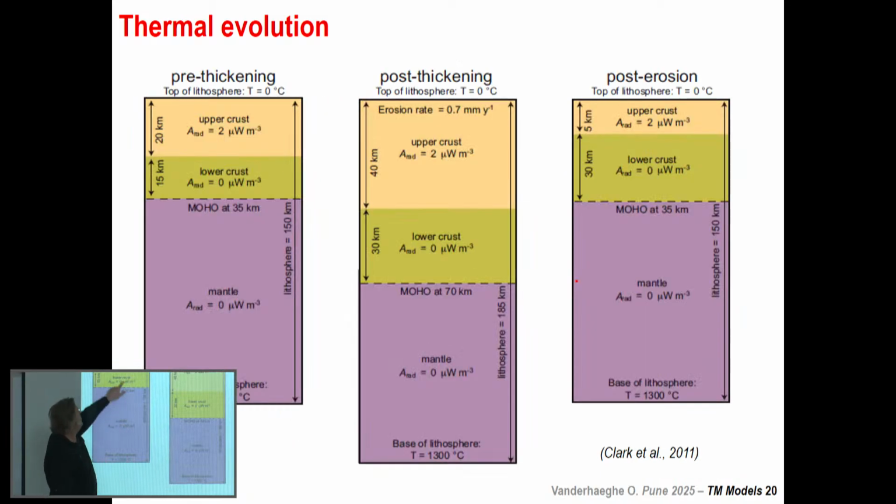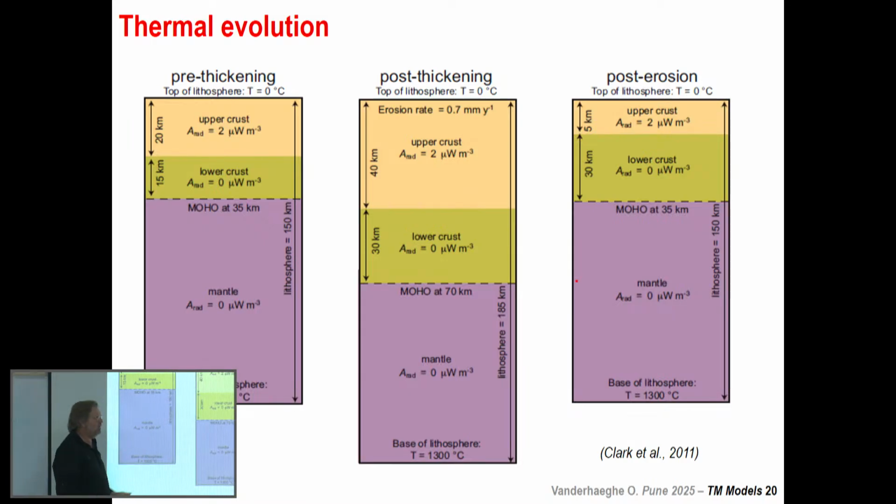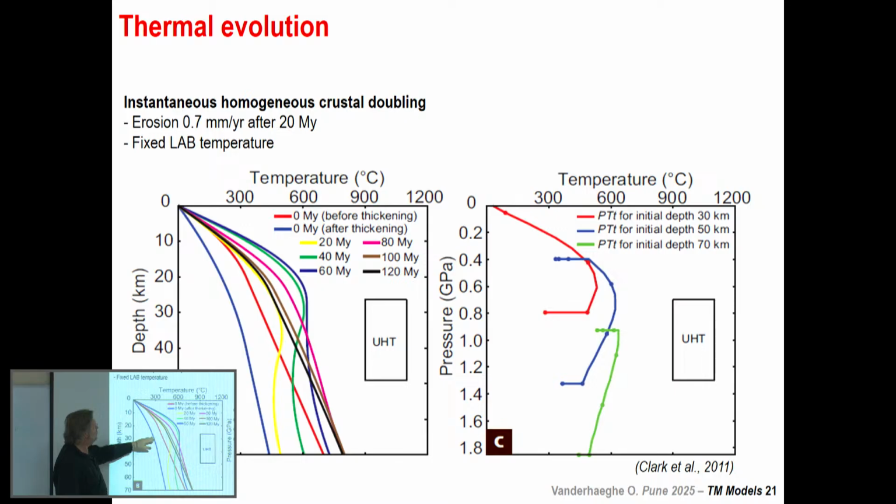Of course, it will depend on how much you put in terms of radiogenic decay. 2 microwatt per cubic meter is the correct number, I think. It's representative of most rocks of the continental crust. But 0 for the lower crust is probably a bit too low. So in other words, this is probably a minimum.